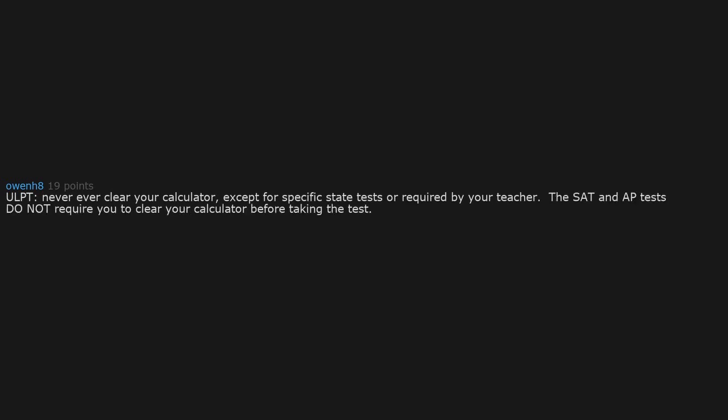LPT, never ever clear your calculator, except for specific state tests or when required by your teacher. The SAT and AP tests do not require you to clear your calculator before taking the test. My math teacher was fed up with everyone clearing their calculator and losing all the settings they meticulously set.